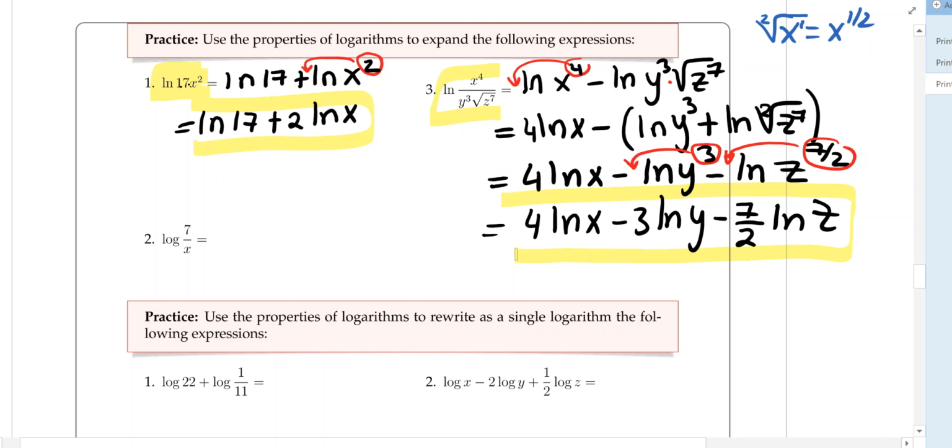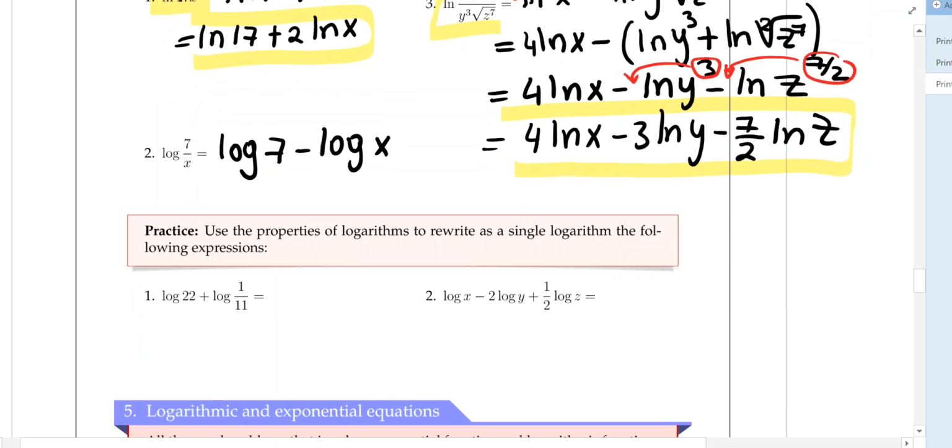So we're just using the properties of logs. All right, let's do one more. This one is a straightforward one, so it's going to be log of 7 minus log of x, because we have division and we subtract when we have division.